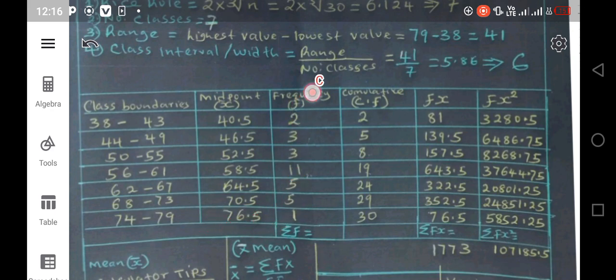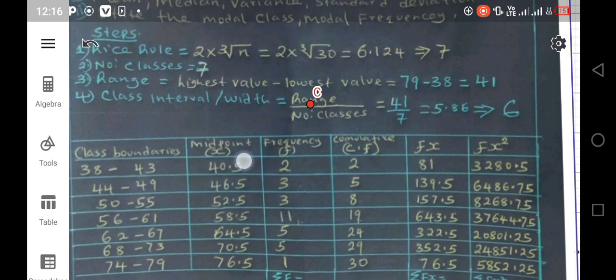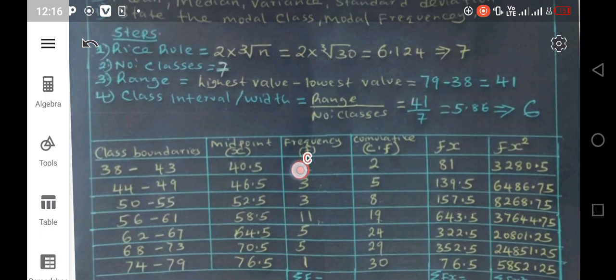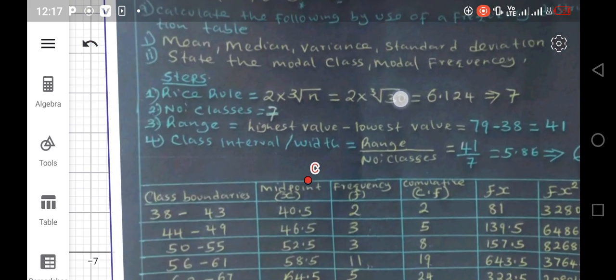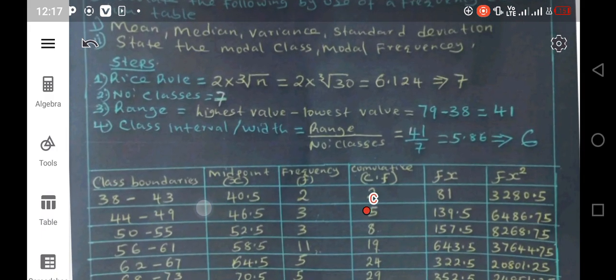Now let's come to what we call the frequency. Frequency is how many times those numbers appear in between those class boundaries, and they must be included in themselves. For example, that 8 to 43. Let's go up to our data. Now let's see how many times we have for that age range, the interval 8 to 43. As you can see, 41, 38 and 41, those are 2. So you come there and write 2 as the frequency.